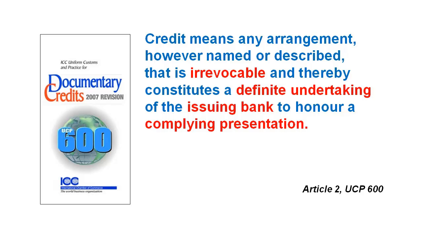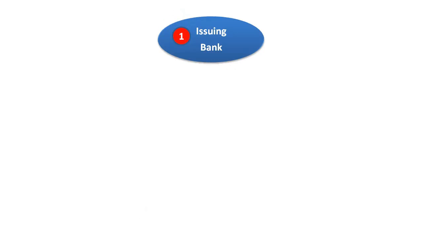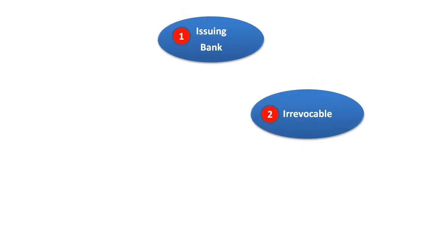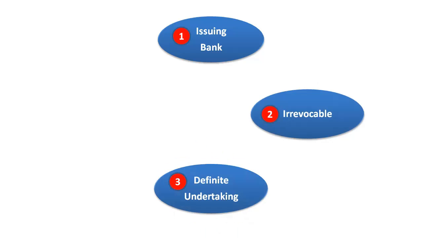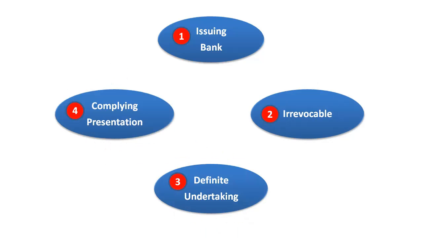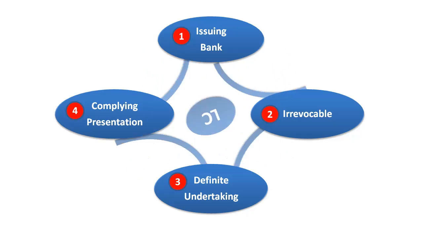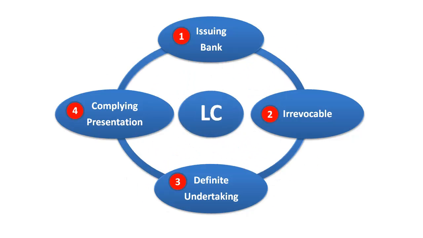Now, from this definition, there are important keywords that we need to know, because these keywords make up the meaning or definition of the LC. Number one is issuing bank. Second is irrevocable. The third one is definite undertaking. The fourth one, complying presentation. These are the keywords that make up the meaning or definition of an LC. And the best way to understand the meaning of this definition is by looking at this illustration.